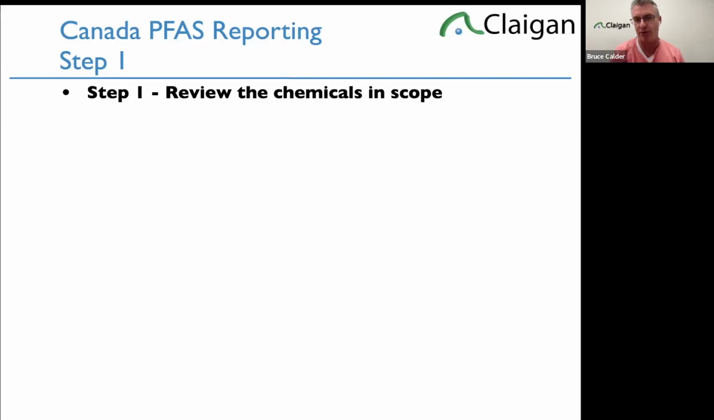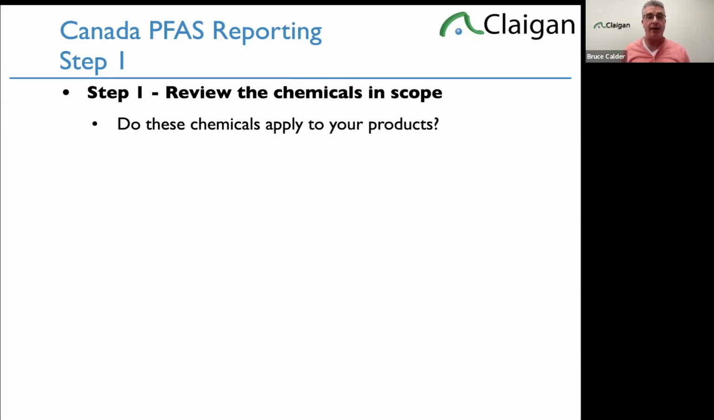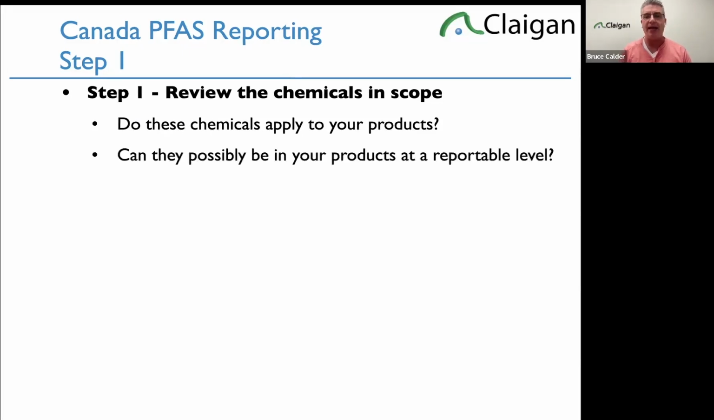And sure, this is chemistry-ish. There are 300 plus chemicals, so it's not for everybody. It's a lot of work to review the chemicals in scope. But we work for so many companies that when you work with us, you only pay this small portion of the work. Do these chemicals apply to your products? Here are all the chemicals. Do they really apply to you? And can they possibly be in your products at a reportable level?